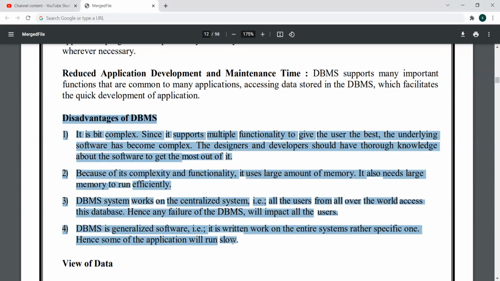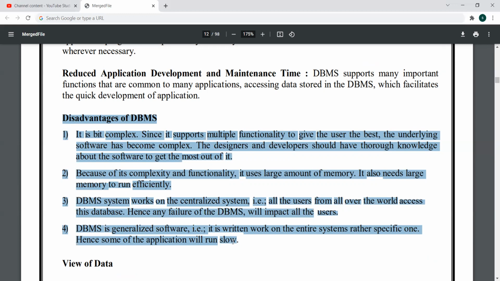It is a bit complex since it supports multiple functionality to give the user the best. The underlying software has become complex. The designer should have thorough knowledge about the software to get the most out of it. Because of its complex functions, it uses a large amount of memory, and it also needs large memory to run effectively.